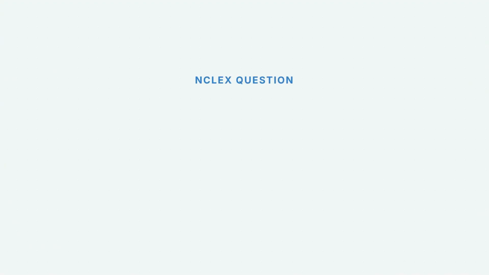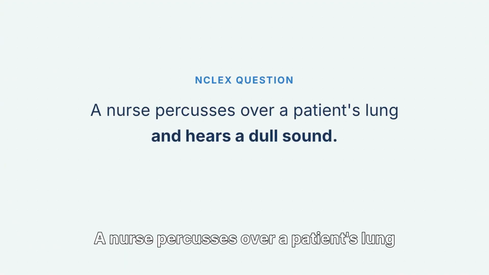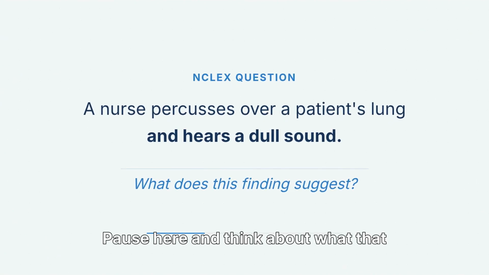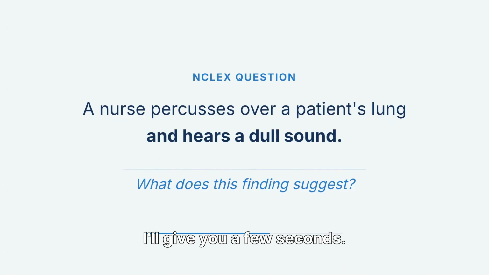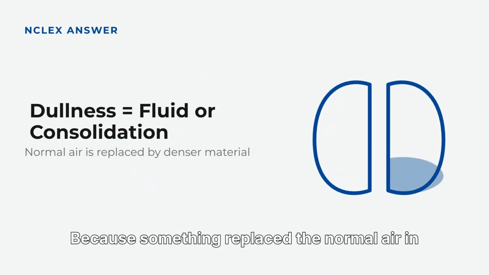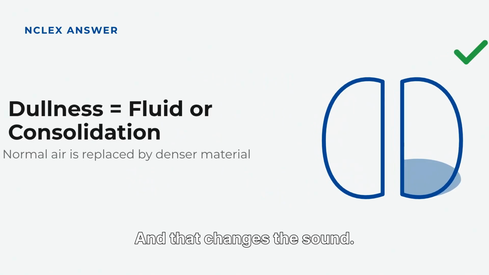Okay, friends, let's see if this is making sense. A nurse percusses over a patient's lung and hears a dull sound. Pause here and think about what that finding suggests. I'll give you a few seconds. Ready? Dullness suggests fluid or consolidation because something replaced the normal air in the lung, and that changes the sound.